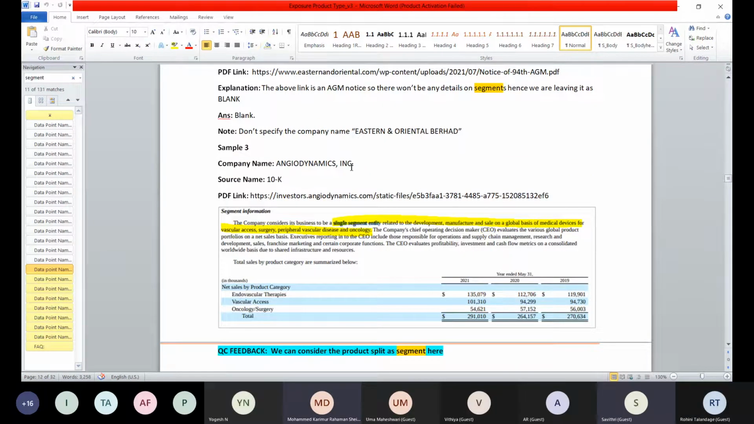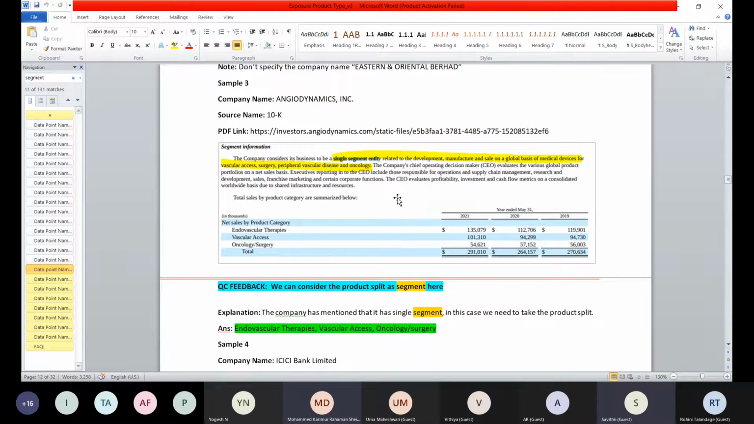So see this image. Here they are saying specifically that the company considers its business to be a single segment entity, which is related to the development, manufacture and sale on a global basis of medical devices for vascular access, surgery, peripheral vascular disease and oncology. The revenue for this company is 291,010. This is our total revenue, the net sales. But this revenue is given by product category.